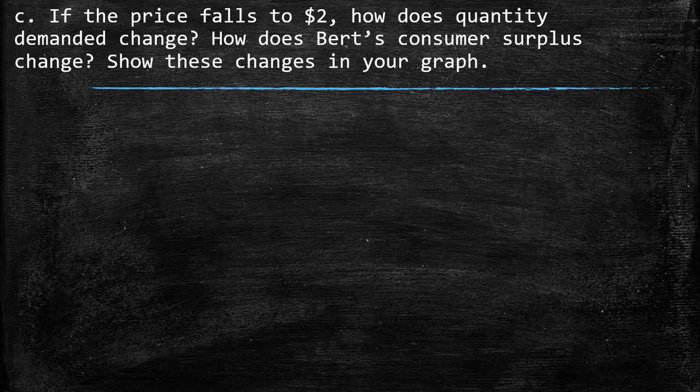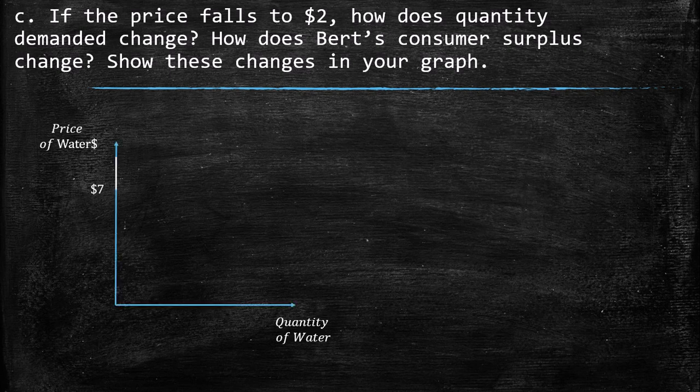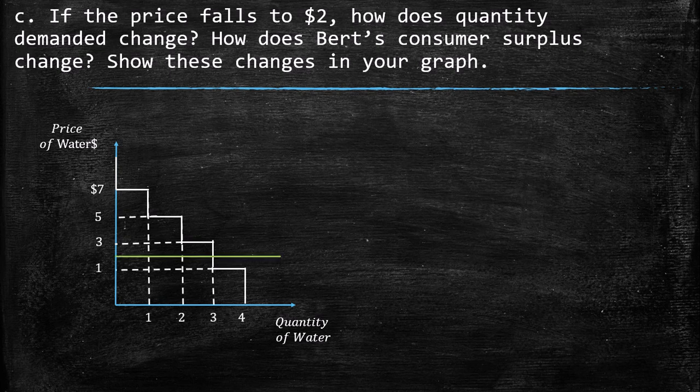C. If the price falls to $2, how does quantity demanded change? How does Bert's consumer surplus change? Show these changes in your graph. So here again we have our demand curve, and here we have the price, which is 2. In this case, Bert will demand 3 bottles of water.